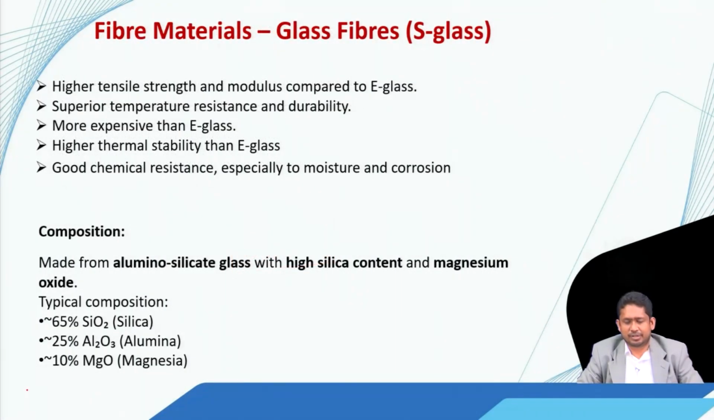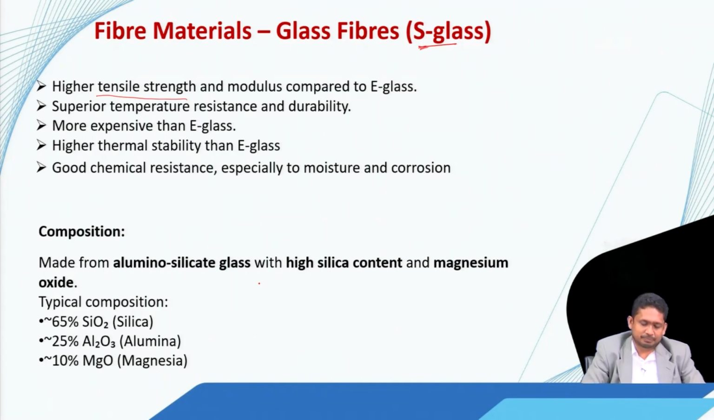Now we look into glass fiber. This is one of the fiber types. So there are glass, carbon, aramid, and there are natural fibers also. We look into glass fiber first, and glass fiber can be of two types: S glass and E glass. S stands for strength. So S glass fiber has higher tensile strength and modulus as compared to E glass, and they have superior temperature resistance and durability, but they are more expensive, and they have higher thermal stability than E glass, and they have good resistance to chemicals, especially moisture and corrosion.